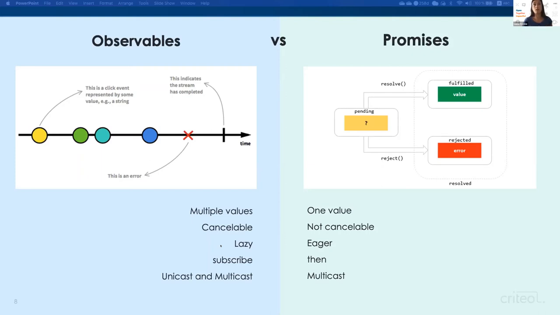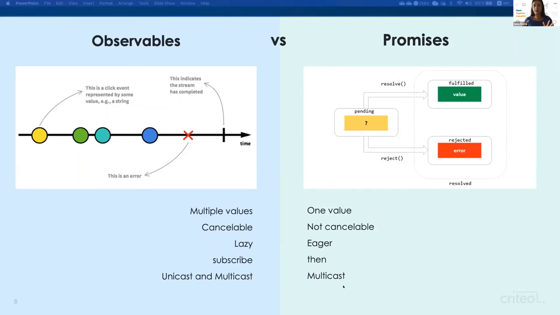And also, observables can be unicast. It means that each execution can be independent. So if two subscribers are on the same observable, the executions happen independently, whereas promises are only multicast.